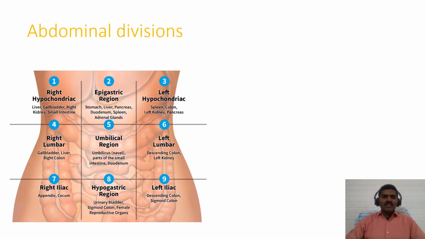The divisions are named the right hypochondriac, epigastric region, left hypochondrium, right lumbar, left lumbar, umbilical region, right iliac and left iliac regions, and the hypogastric region. There are different structures in all regions. If a patient is complaining of abdominal pain in a particular division of the abdomen, it corresponds to one of the organs located intra-abdominally in that division. So let's look at what organs are situated in which division of the abdomen.